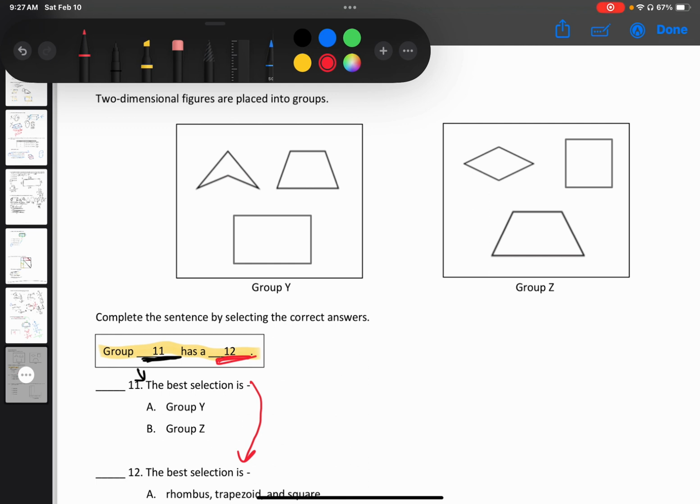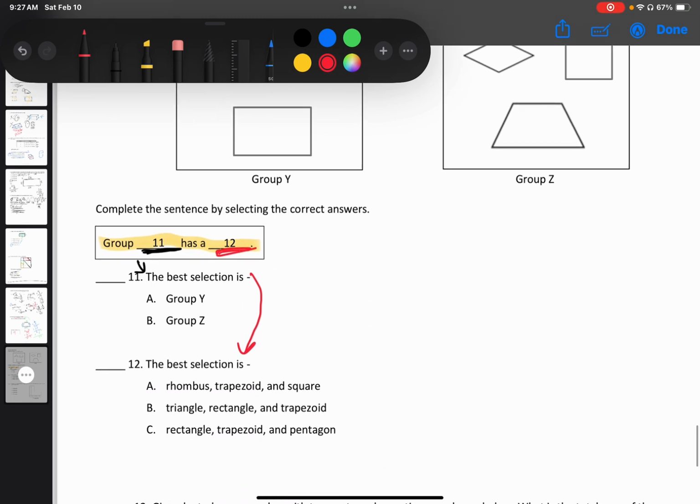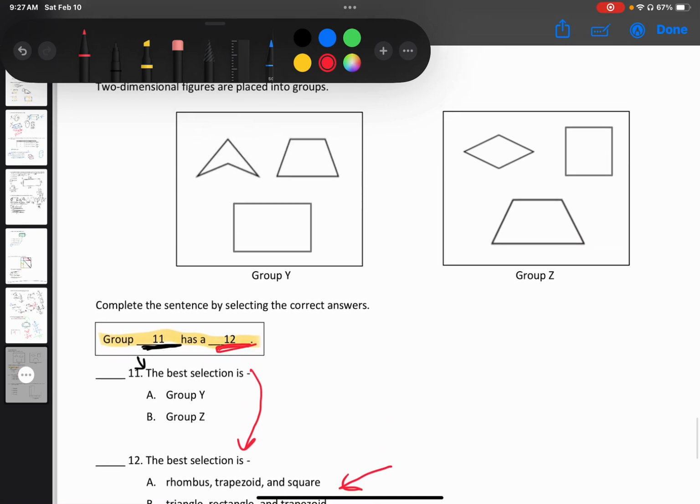The best selection is Group Y or Group Z for the first blank has a rhombus, trapezoid, square, or triangle, rectangle, trapezoid, or rectangle, trapezoid, and pentagon. Well, I see that they're naming shapes here. So what I'm going to do is go back to Group Y and Group Z and name the shapes in it. This little shape right here is a concave quadrilateral, not a name that 3rd graders have to know. What they do need to know, though, is this has 4 sides and 4 vertices, so it's a quadrilateral.